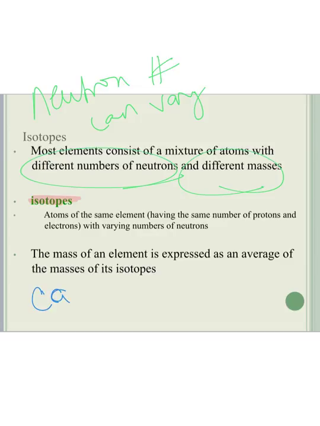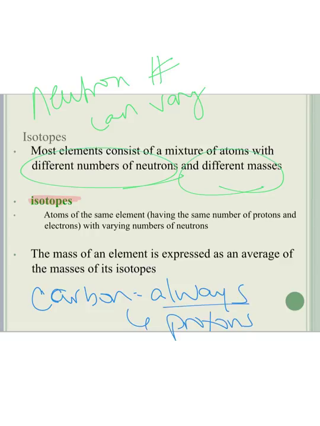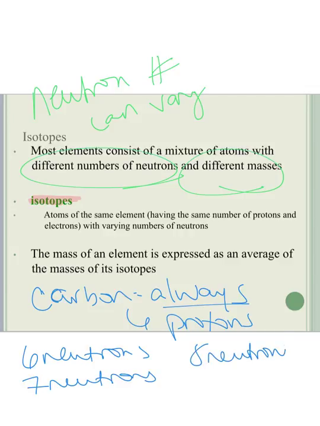Carbon always has 6 protons. But it can have 6 neutrons. We can have carbon atoms with 7 neutrons. We can even have carbon atoms with 8 neutrons. So all of these would have different masses, different atomic masses.